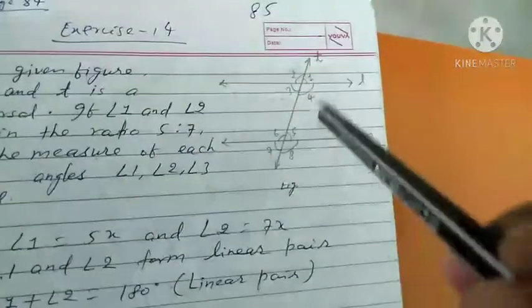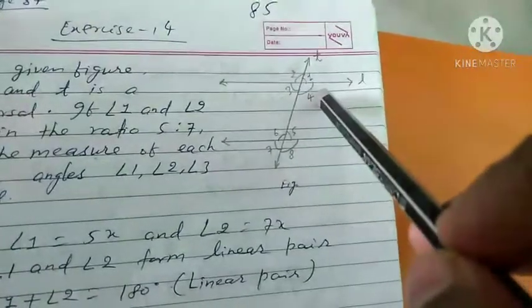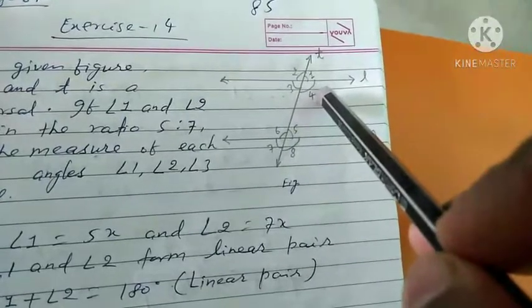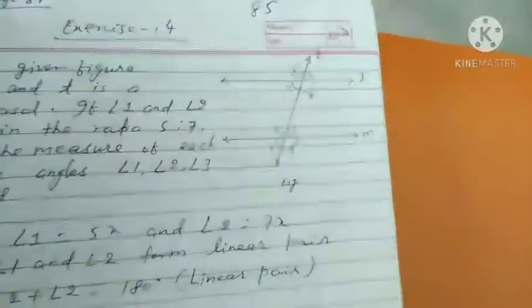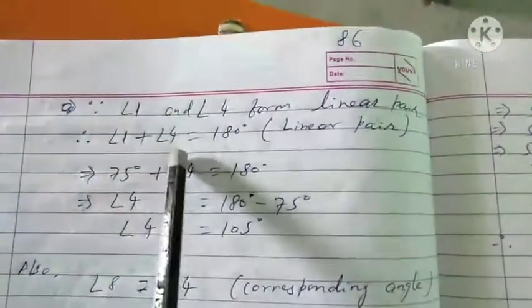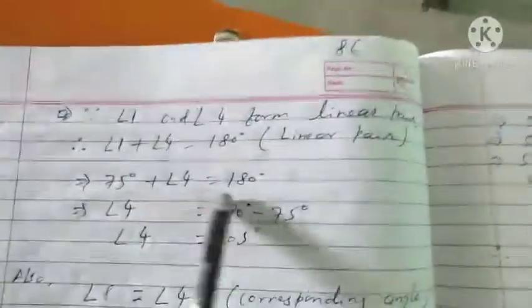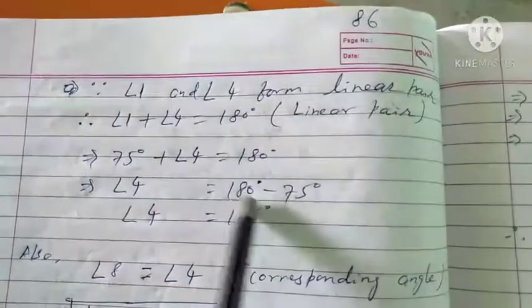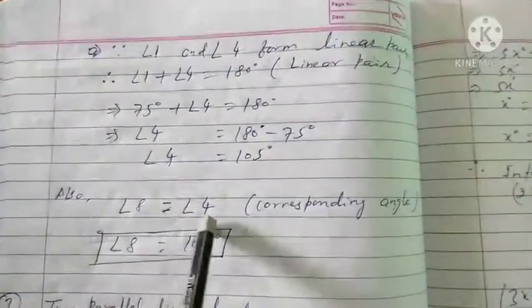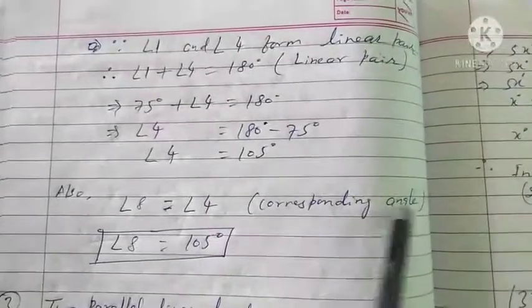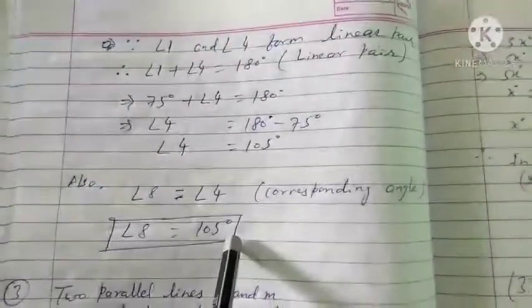From this criteria we will find the value of angle 4, and once we get the value of angle 4, the value of angle 8 will be equal to angle 4, according to the corresponding angle criteria. Therefore angle 1 plus angle 4 is equal to 180 degree. Angle 4 is equal to 180 degree minus 75 degree, that is 105 degree. Now angle 4 is equal to angle 8 according to corresponding angle, therefore angle 8 is equal to 105 degree.